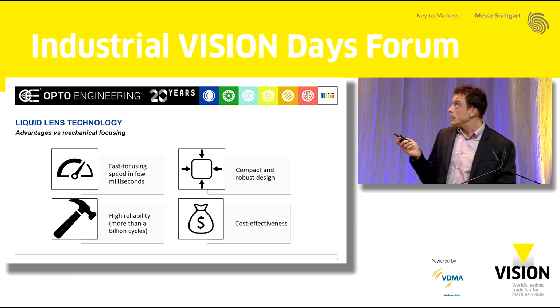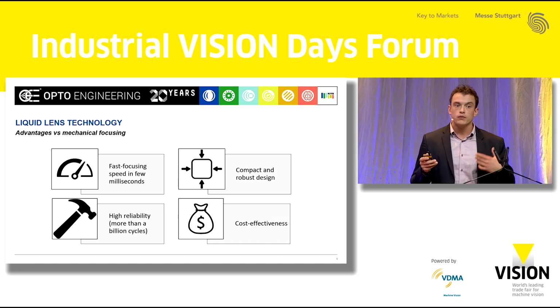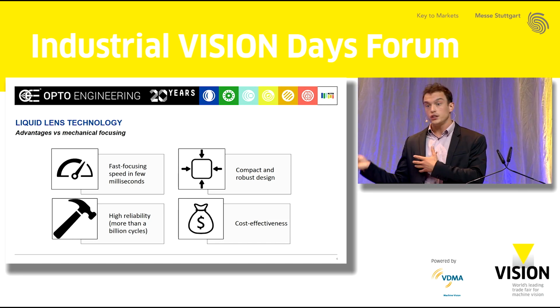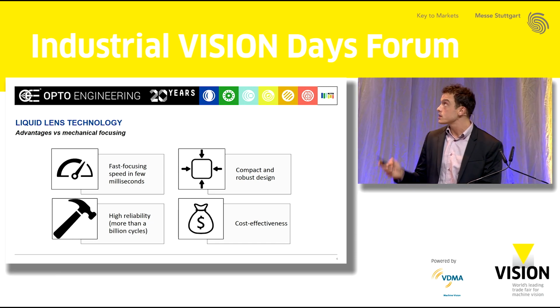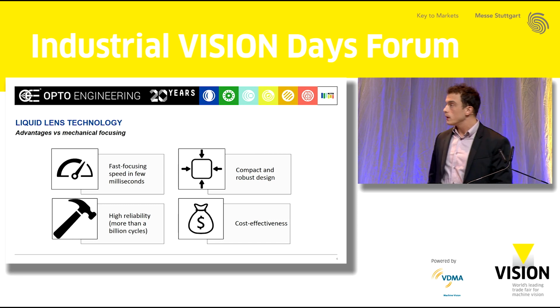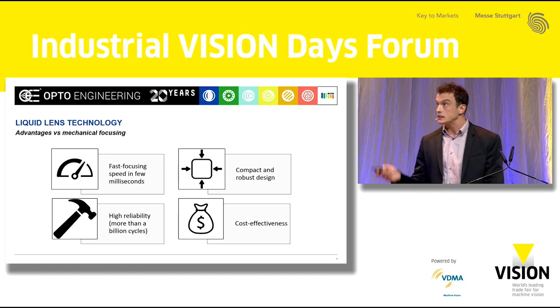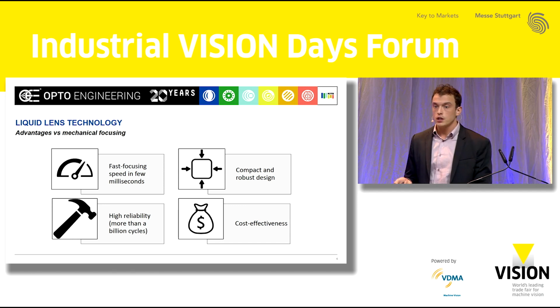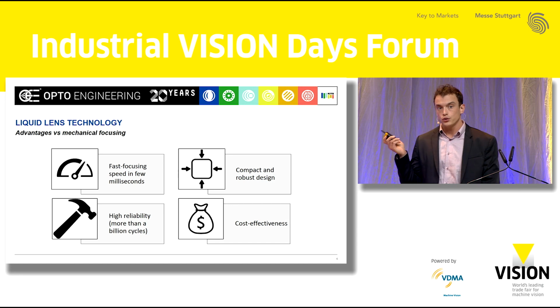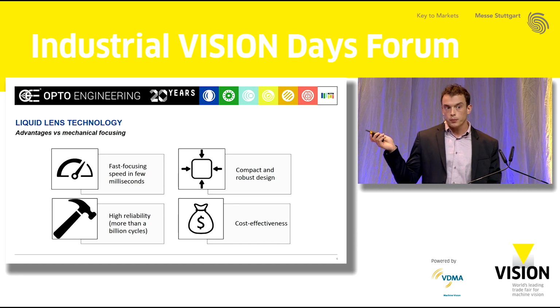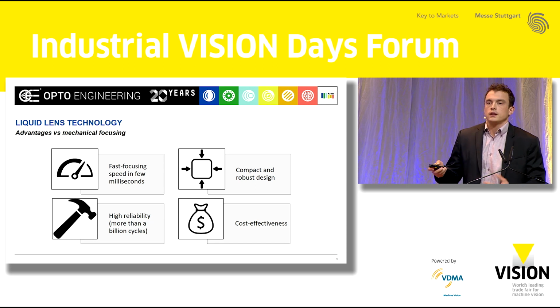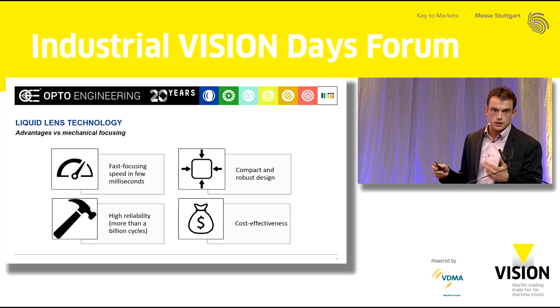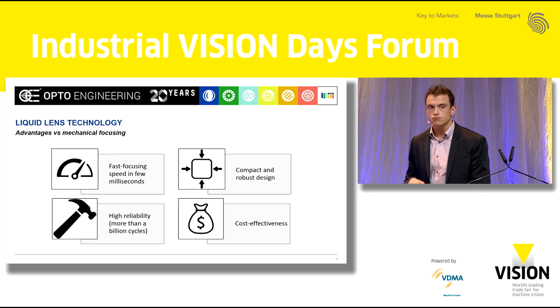And this is extremely beneficial and brings a lot of advantages when compared to more traditional, classic mechanical focusing mechanisms. The first and probably most important benefit is related to speed, because here we are speaking about some milliseconds. So you can change the optical properties of the lens in a matter of some milliseconds, which is extremely fast. Something that would be impossible with a mechanical focusing mechanism.